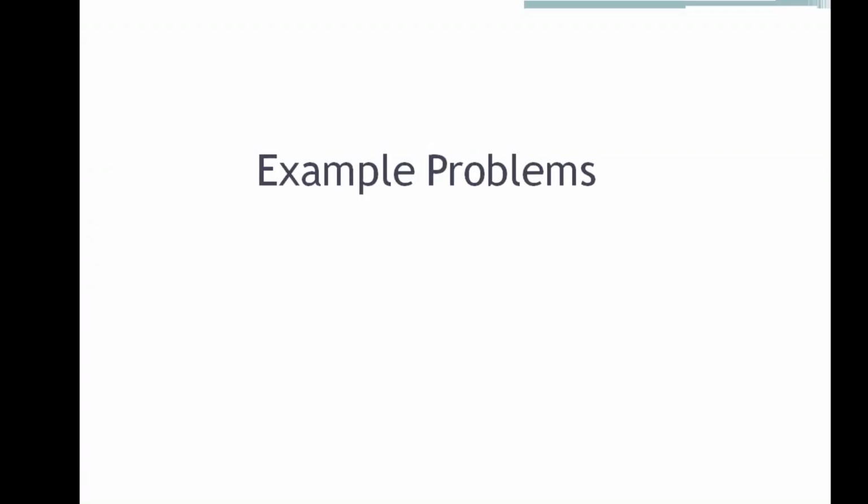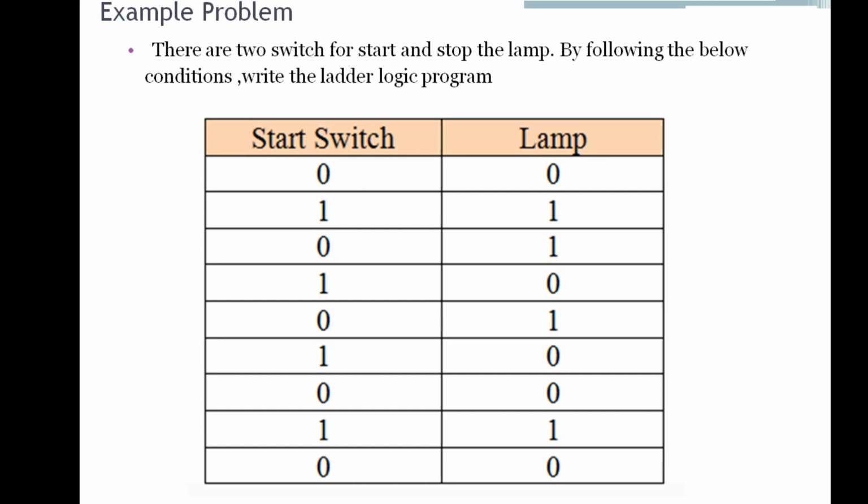Hello everyone. In this session we are going to see one example problem. Let's see what that is. There are two switches for start and stop the lamp. By following the below condition, write the ladder logic program. So we have two inputs and one output.